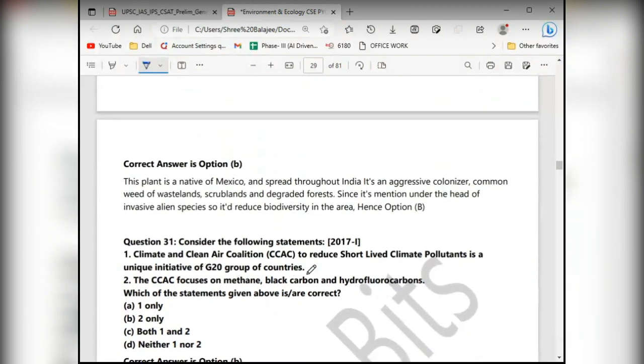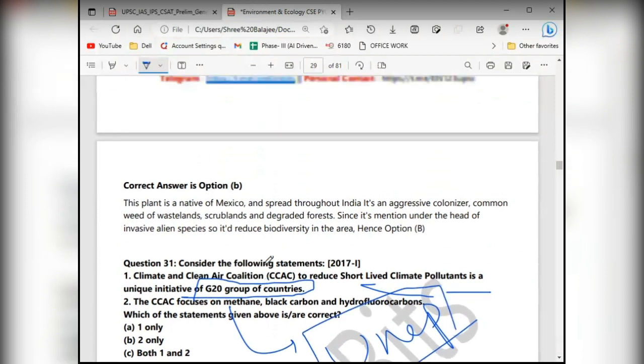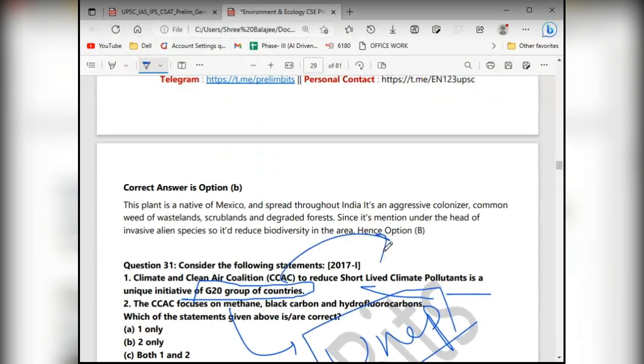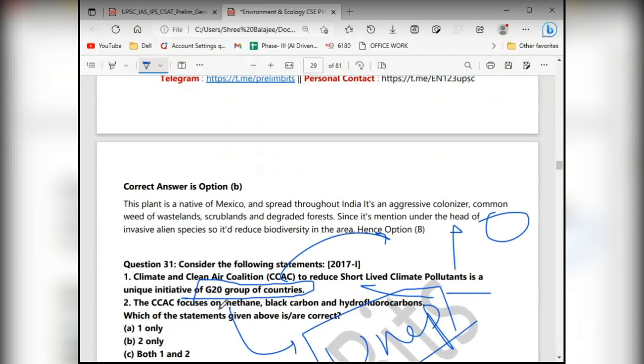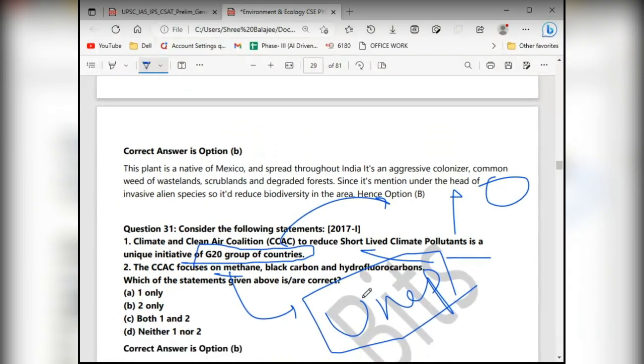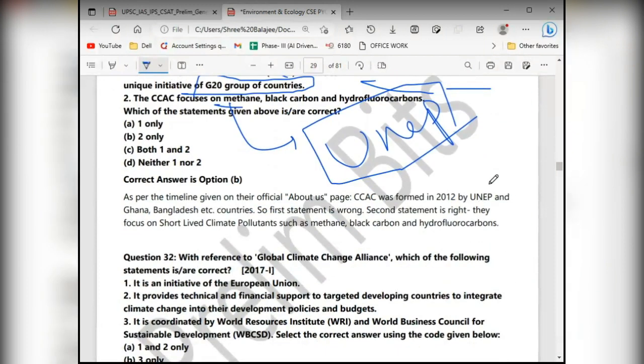And CCAC to reduce short-lived climate pollutant is a unique initiative of G20 group of countries. So ये G20 का नहीं है, I think ये UNEP का है, ये G20 का नहीं है. And also जो भी organization वाले questions होते हैं, when they say कि ये इस organization का है, so in mostly उस cases में it is wrong. ओके. एंड सीसीएसी का फोकस जो है वो सारे जो शॉर्ट लिव होते हैं ना, हाइड्रोफ्लोर हो गया, ब्लैक कार्बन हो गया, सूट हो गया, तो ये सूट ओके. सो ये सभी शॉर्ट में आते हैं, ठीक है, बी एंड या यूएन.